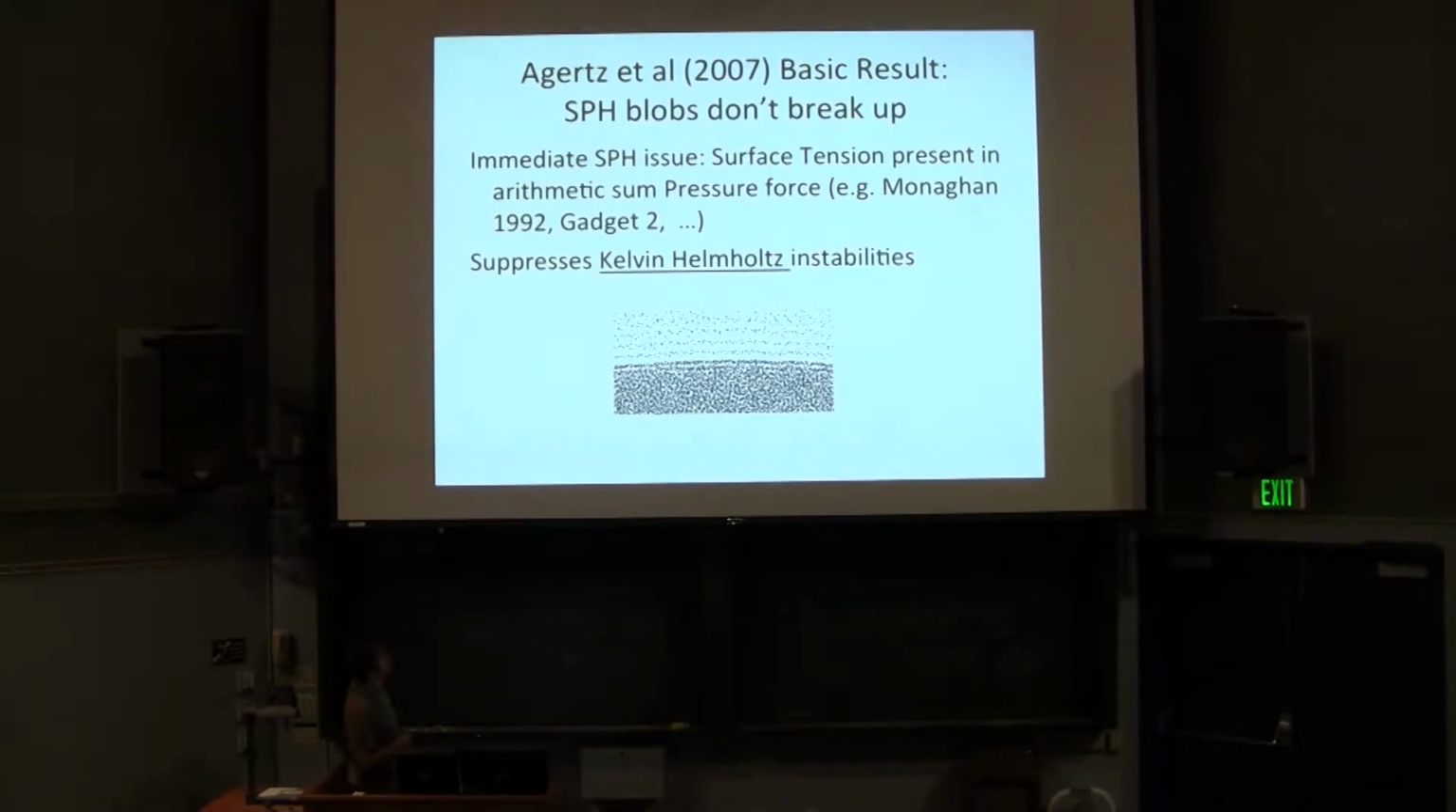And this is related to an effective surface tension, and I show a zoom in of that. In practice, that tends to make the particles line up in rows parallel to interfaces, which tends to suppress Kelvin-Helmholtz instabilities in a way that is quite similar to real surface tension.